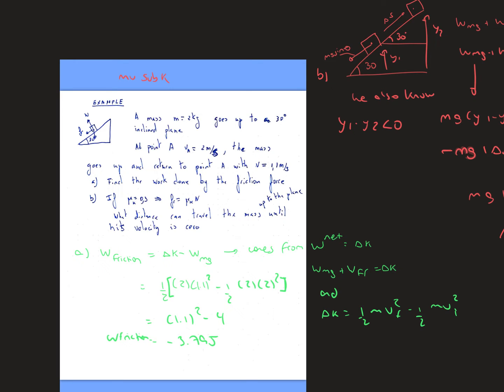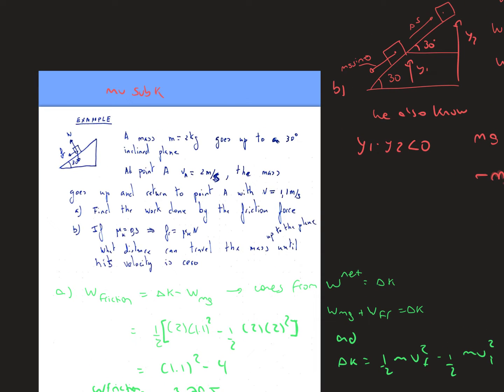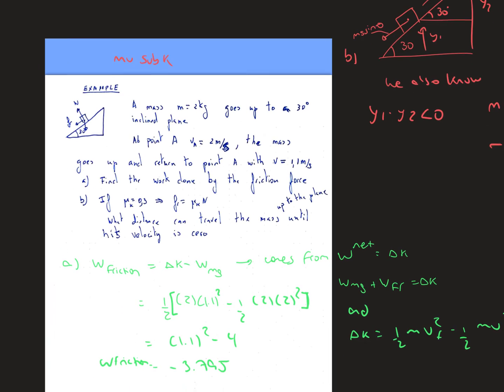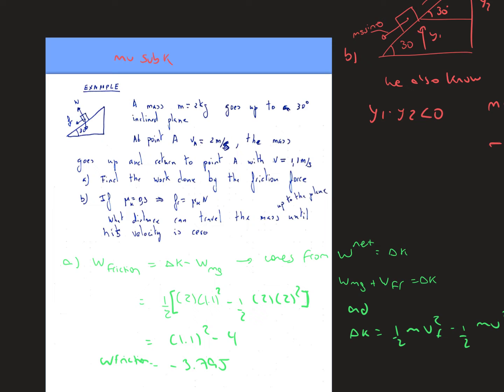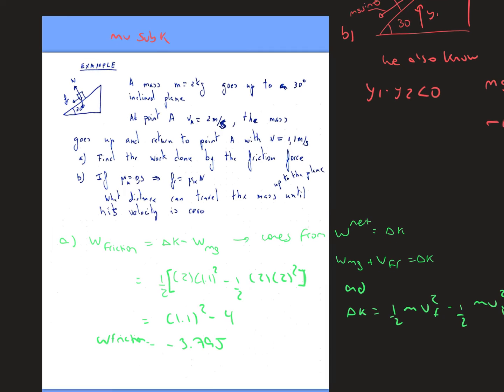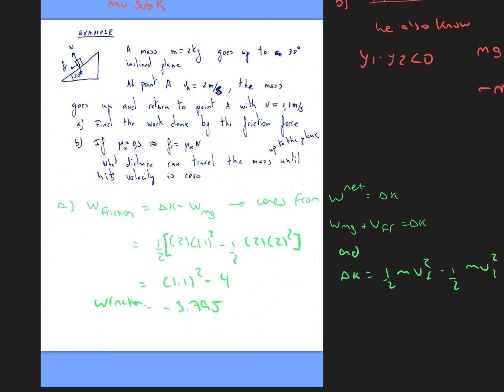In this problem, we have a mass of 2 kilos that goes up a 30-degree inclined plane. We also know that at point A, the velocity is 2 meters per second. Then the mass goes up and returns to point A with a velocity of 1.1 meters per second. So the first question is: find the work done by the friction force.